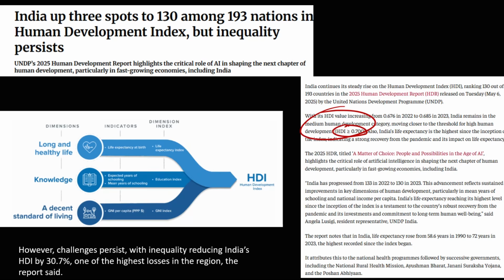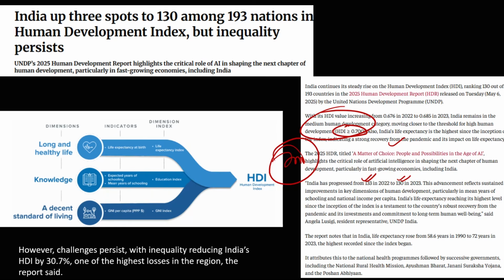So the 2025 report has been titled "A Matter of Choice, People and Possibility in the Age of AI". Okay, so you can have a look at it. You can see that our ranking has improved from 133 to 130. So this can be one topic which can be asked in the prelims examination.